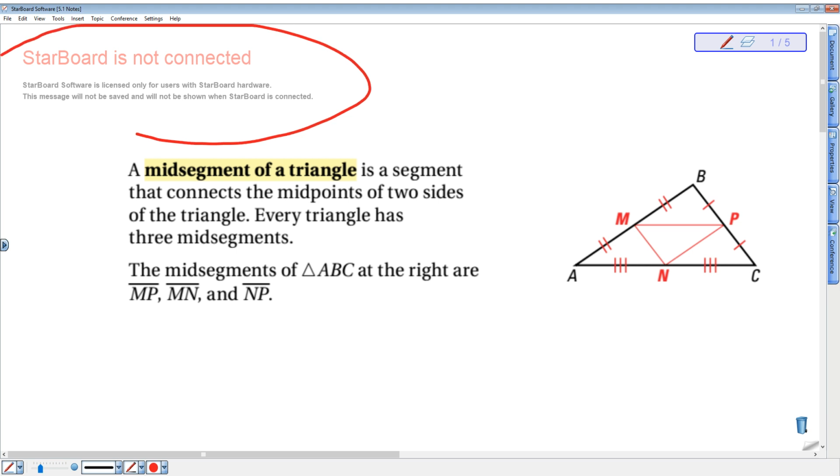So first thing, I want to apologize that this will not be leaving because unfortunately I'm not connected to Starboard. So this error message that Starboard is not connected will be with us the entire time, but that's okay. We can work through that.